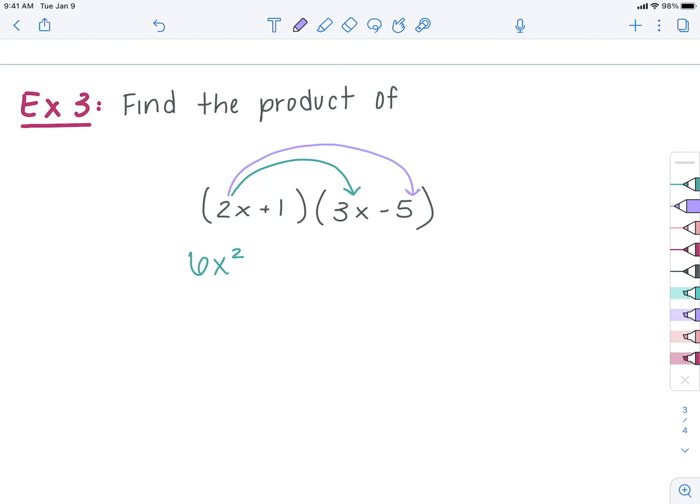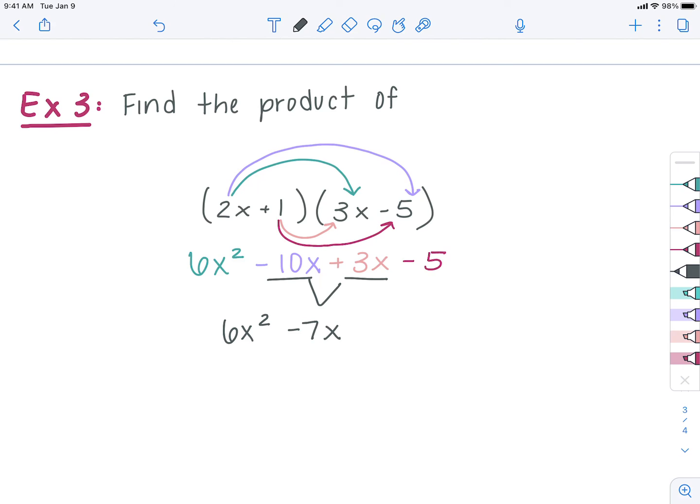So my outer terms, 2x times negative 5, gives me negative 10x. My inner terms, 1 times 3x gives me a positive 3x. And now my last terms, 1 times negative 5 gives me negative 5. And then when I combine my like terms, negative 10 plus 3 gives me negative 7x. Bring down my 6x squared and my minus 5.